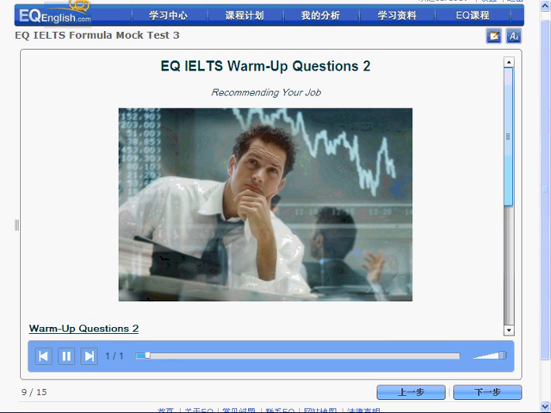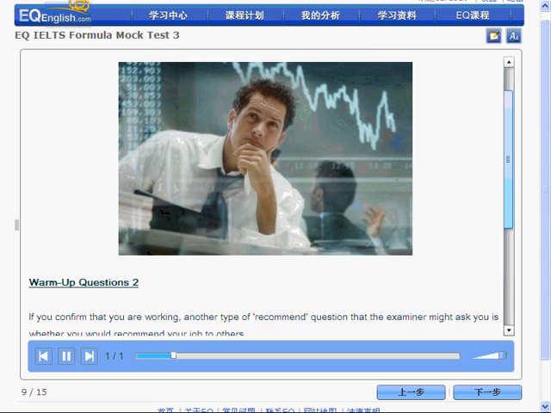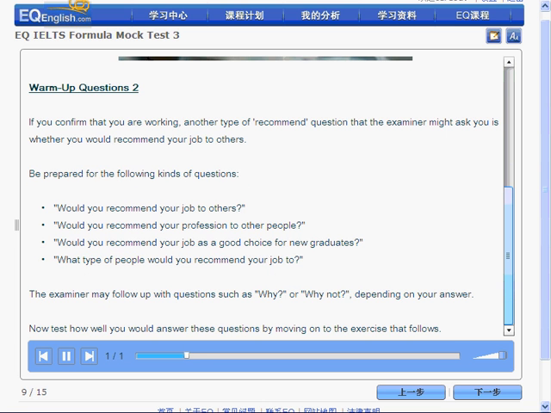EQ IELTS Warm-Up Questions 2. Recommending your job. Warm-up questions 2. If you confirm that you are working, another type of recommend question that the examiner might ask you is whether you would recommend your job to others.